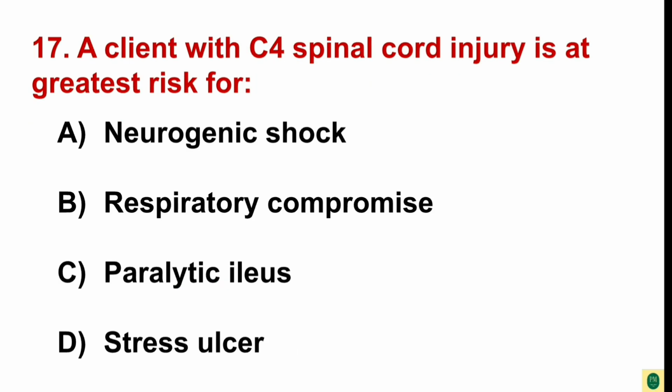A client with C4 spinal cord injury is at greatest risk for option A neurogenic shock, option B respiratory compromise, option C paralytic ileus, option D stress ulcer. The correct option is option B, respiratory compromise.